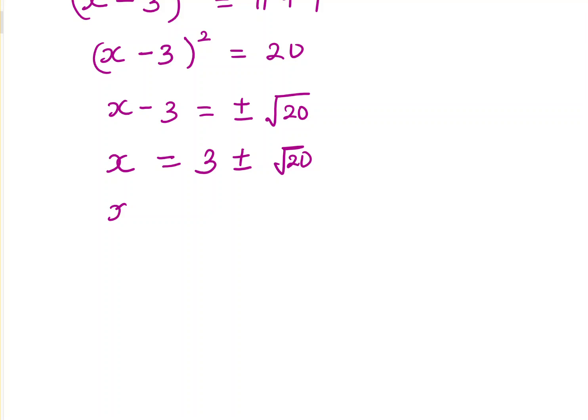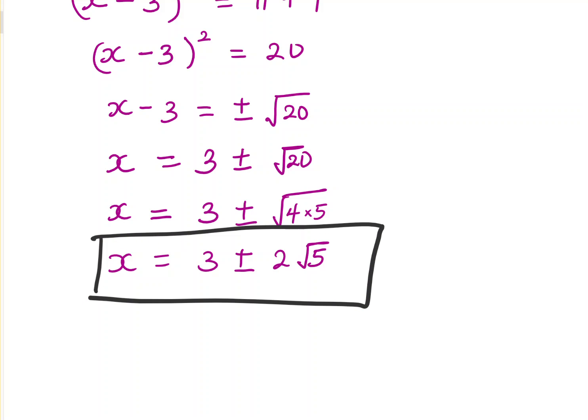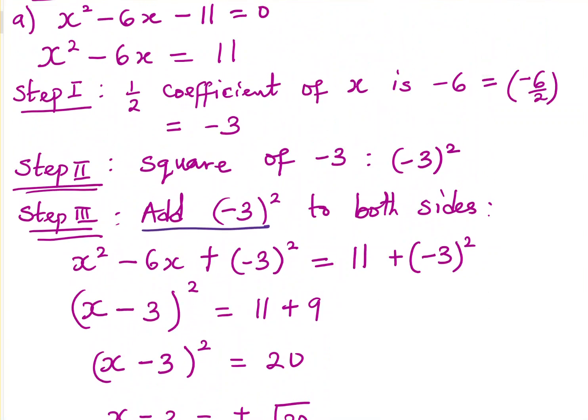So, if you can handle surd expressions very well, then you will note that this square root of 20 could be written as 4 times 5, which is 3 plus or minus. We can take the square root of 4, which is 2, then we have root 5. So that is what the value of x is. So our x is 3 plus 2 root 5, or 3 minus 2 root 5. That is the solution to the first problem.